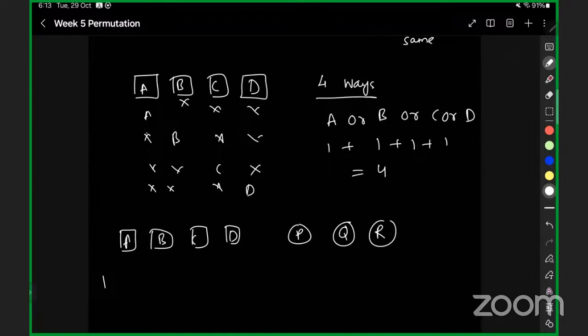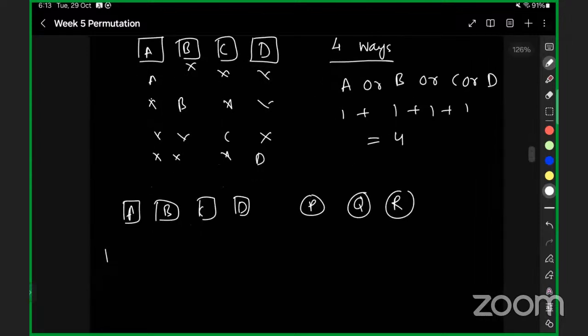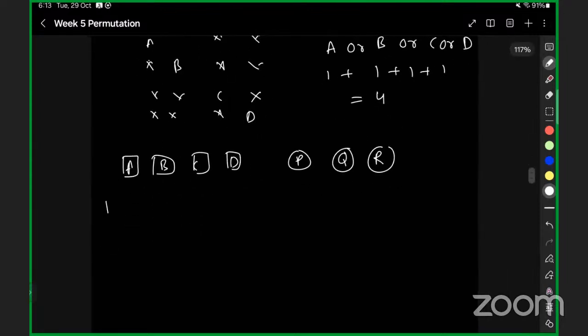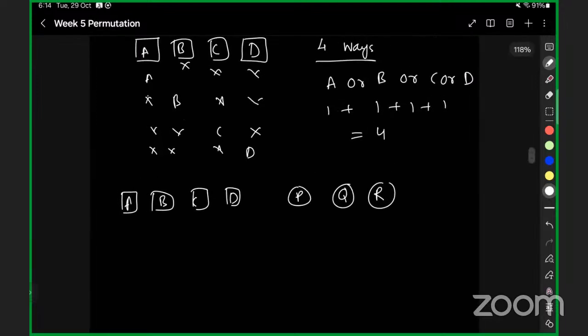This is what the addition rule is. Okay, so let's say you have now A, B, C, D, P, Q, R, and something like that. Now if I tell you that you can choose any one, again same question, that any one you have to choose out of these seven things, so how many ways can you choose?